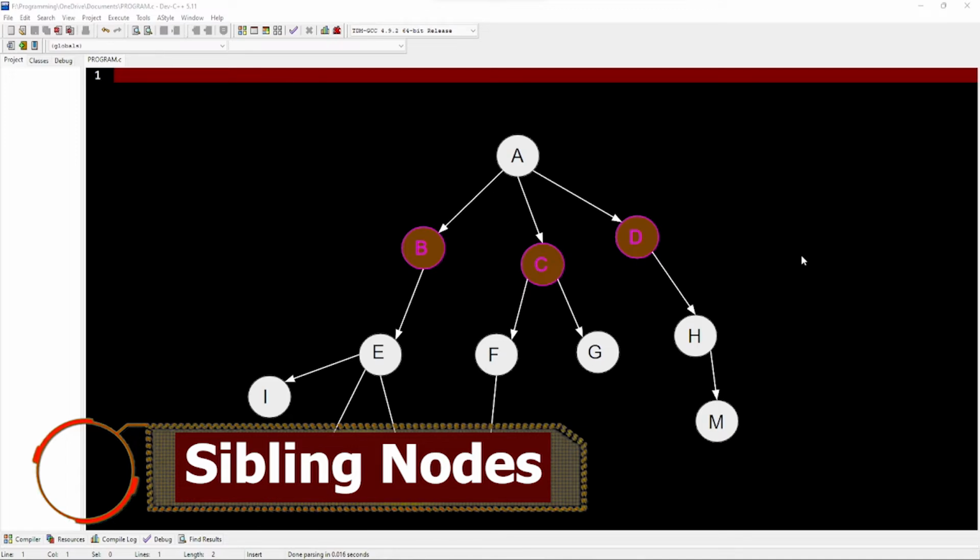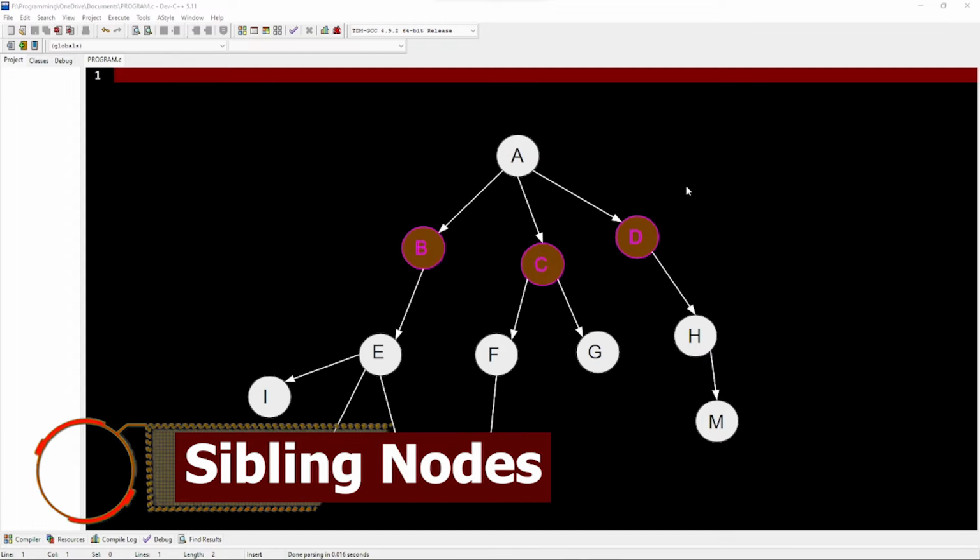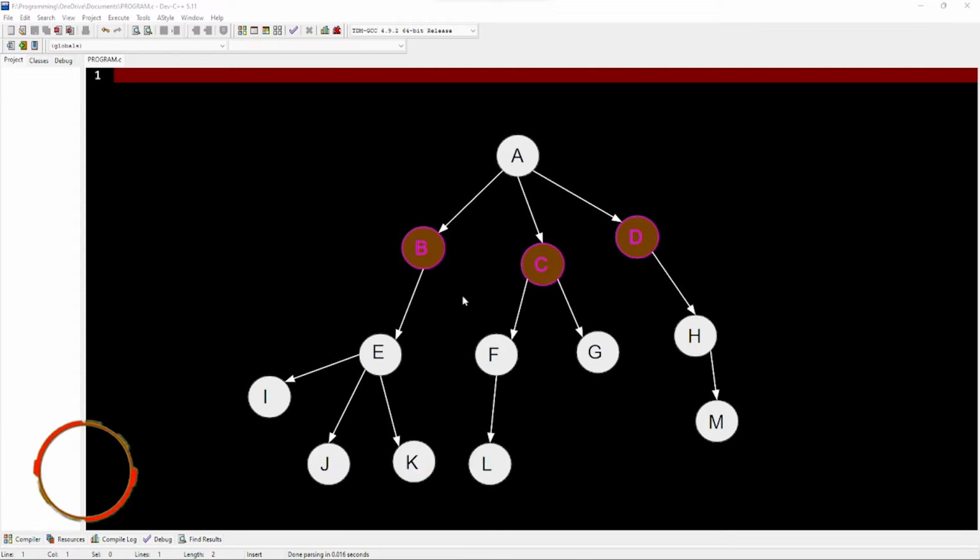Two or more nodes in a tree are said to be siblings if they have the same parent. As you can see in this diagram of a tree, the nodes B, C and D have the same parent, that is the root node itself, which is the node A. So in this case, B, C and D are said to be siblings because they have the same parent, as we have in real life.